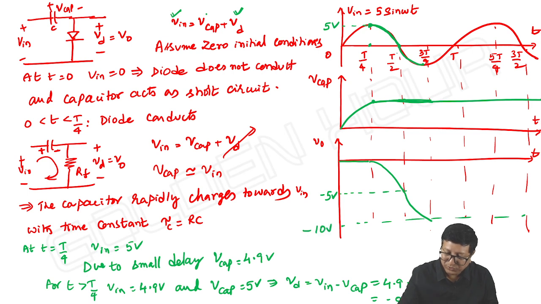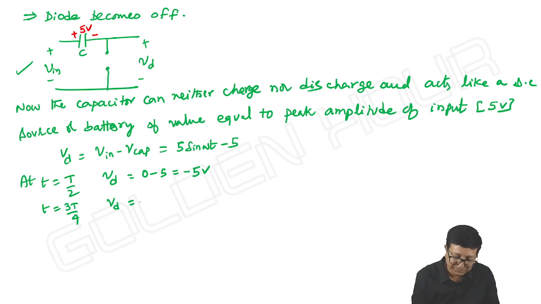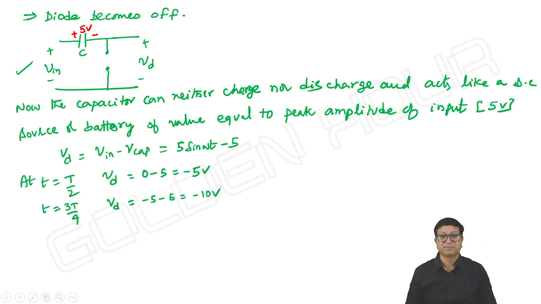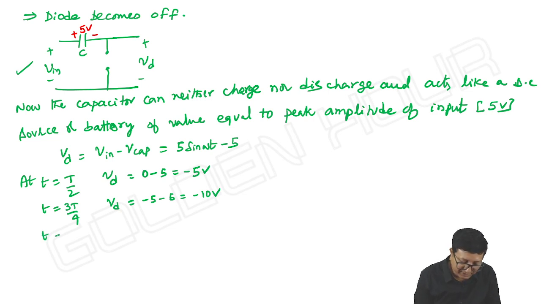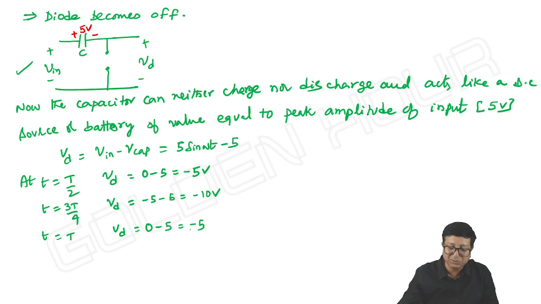So input is further falling by another 5. It also falls by another 5. So output reaches minus 10. At 3T by 4, input is minus 5, V capacitor is 5. Ultimately, our output is minus 10. Okay. Next, at t is equal to capital T, at the end of one period, again V input is 0, V capacitor is still 5, so our output is 5.